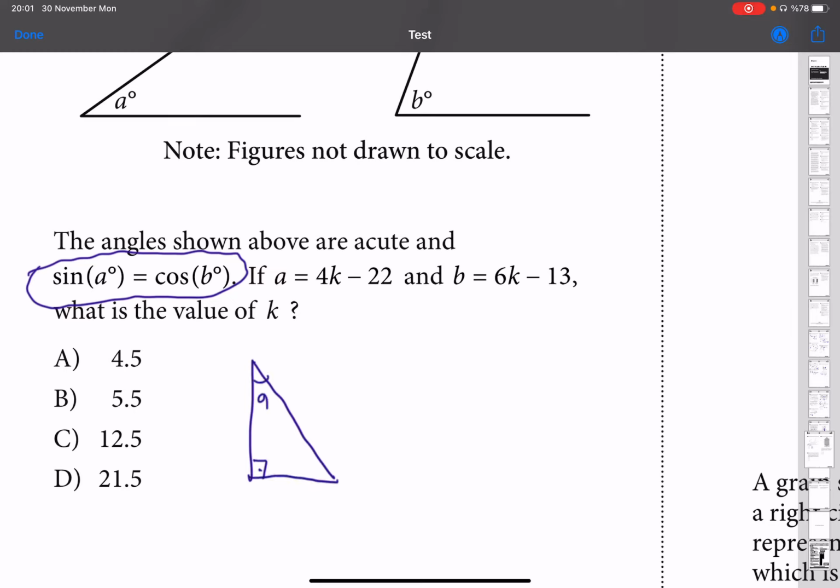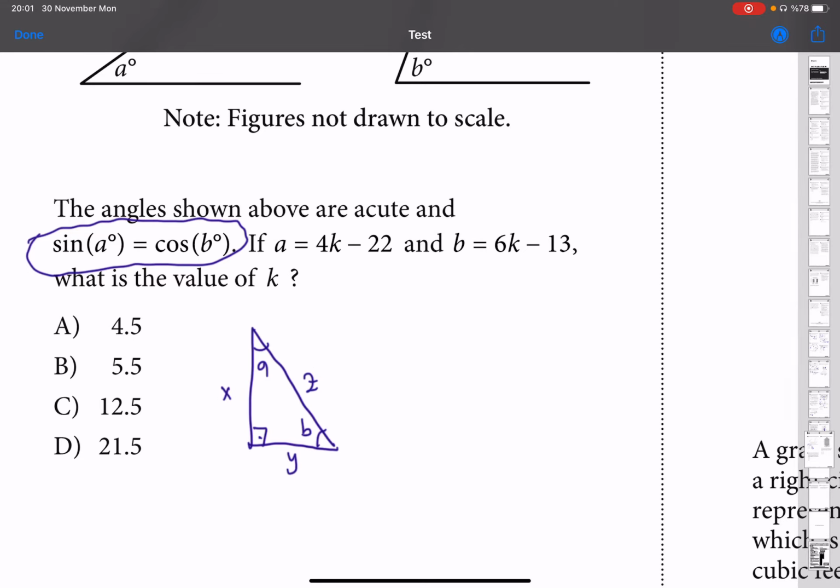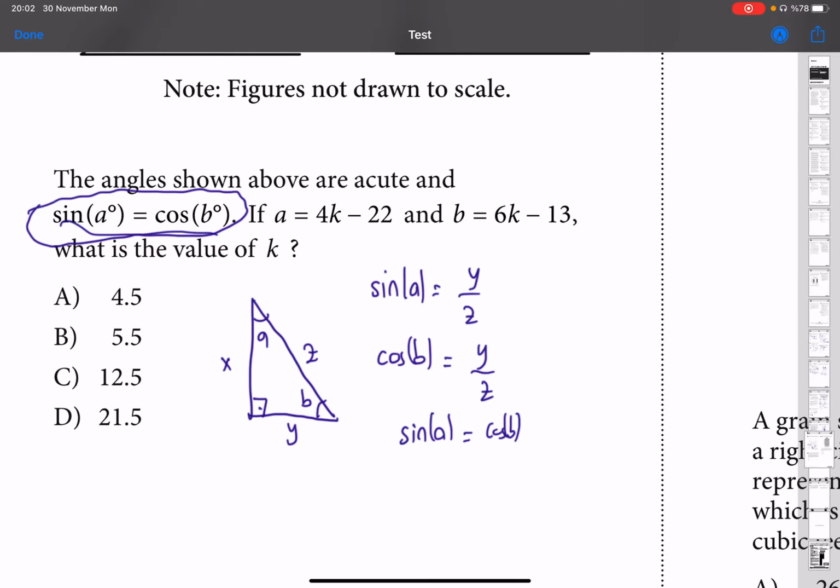For example, this is A, this is B, this is X, Y, and Z. Sine A is Y divided by Z. Cosine B is Y divided by Z. So in right triangles, sine A equals cosine B. Okay, this is our case. So we know that A plus B is 90 degrees. So let's use it to solve our question.